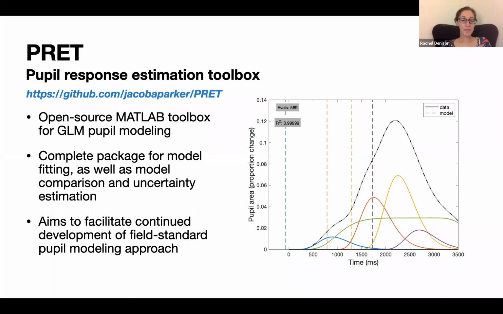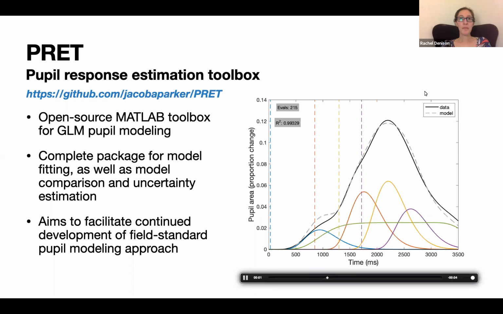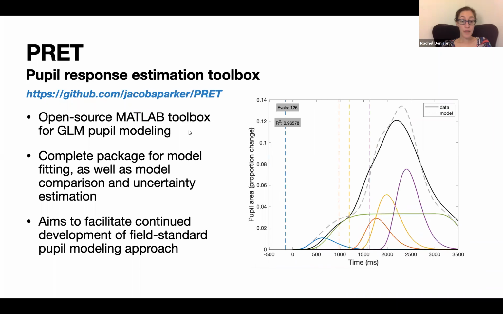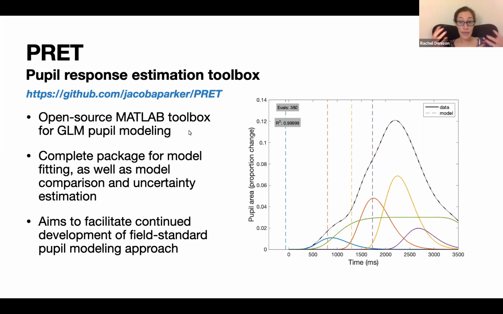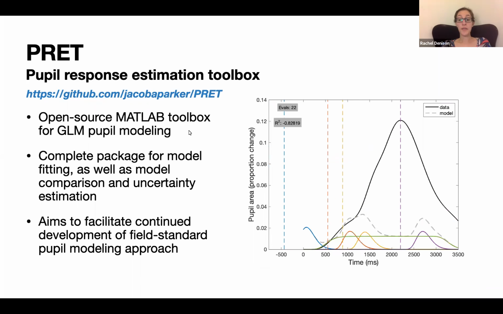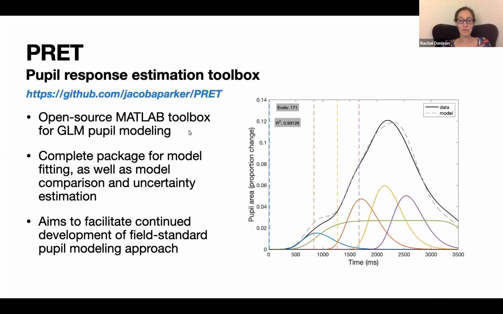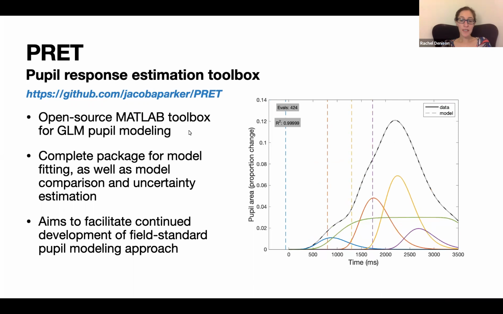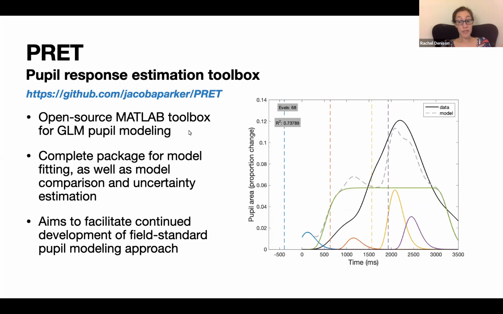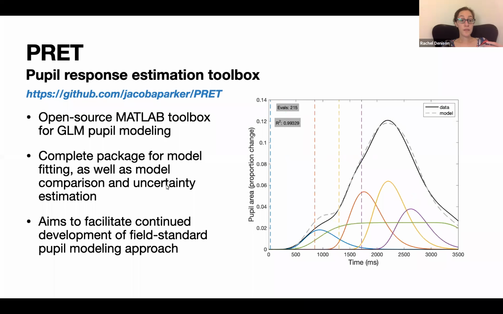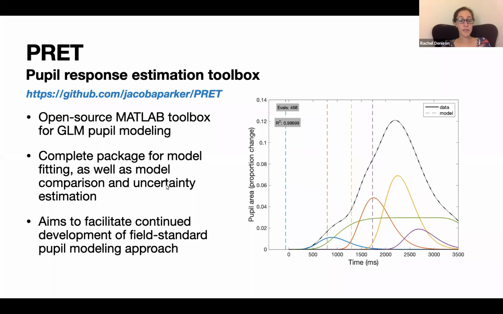So PRET is an open source MATLAB toolbox for GLM pupil modeling. And it performs all the analyses that I described today, including basic preprocessing and model specification, model fitting, bootstrapping of parameter estimates, data simulation and parameter recovery, and model comparison. So it is intended to be a complete package for model fitting as well as model comparison and uncertainty estimation.